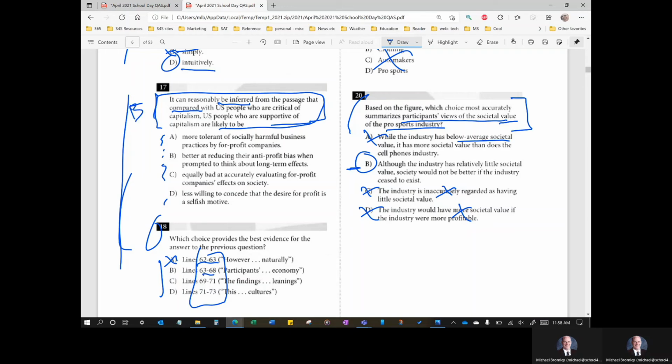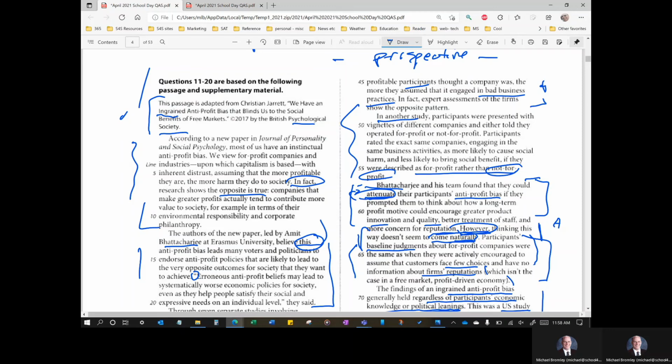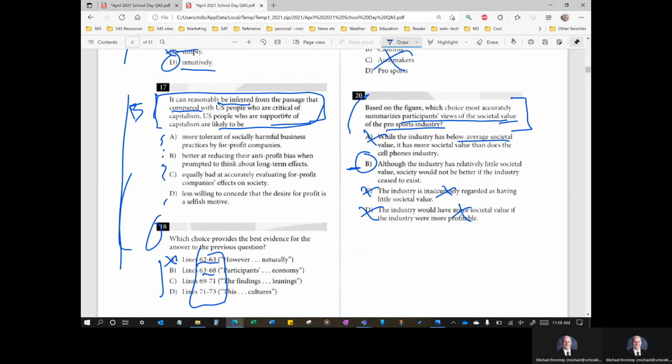63 to 68, participants to economy. Participants based on judgments for profit were the same as when they were actively encouraged to assume the customers. Okay. And so again, this is not their opinion, they're just being told to, so this doesn't address the question either. So if it did, I could then go test it out. I want to test out the question first, then test out the ones that do address the question against the possible answers. B doesn't address that possible answer in any way.